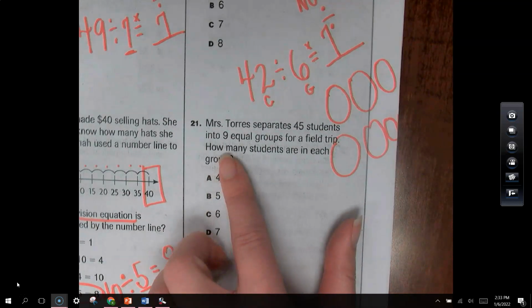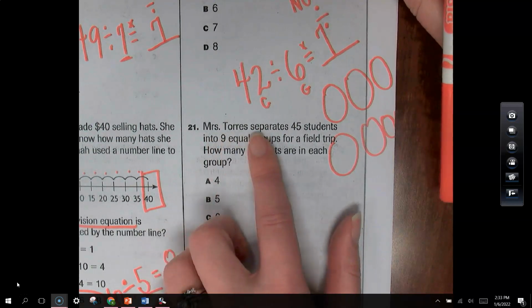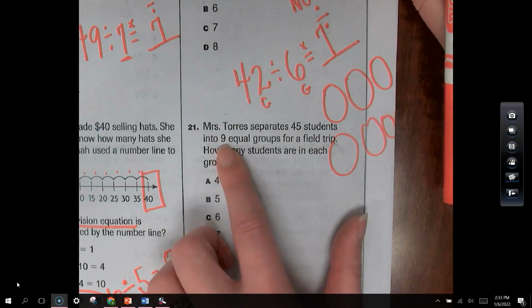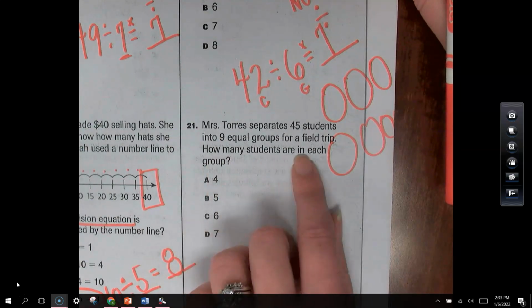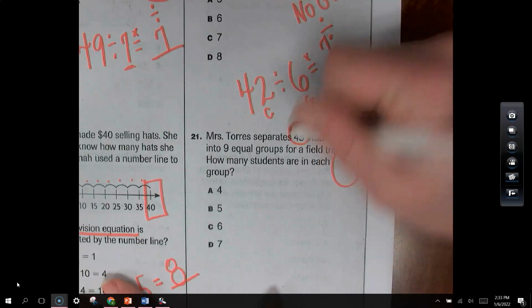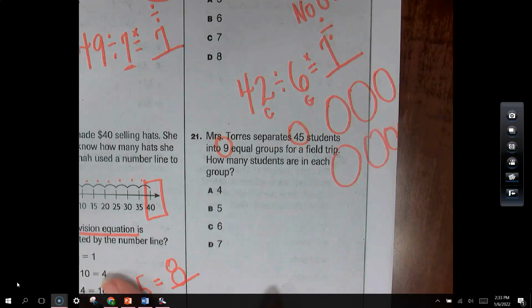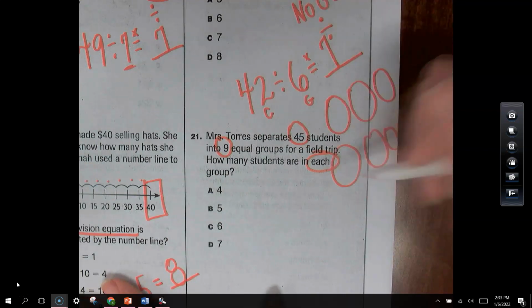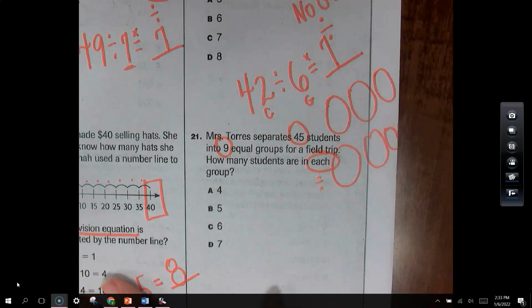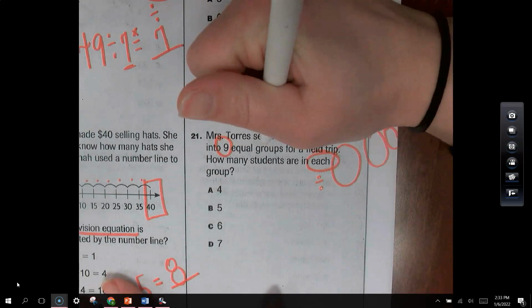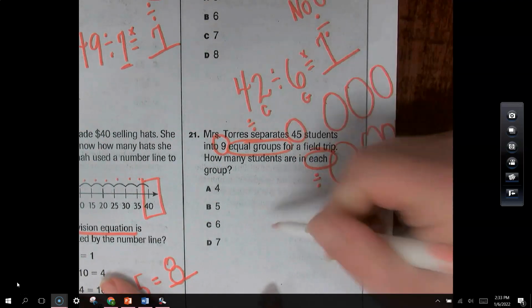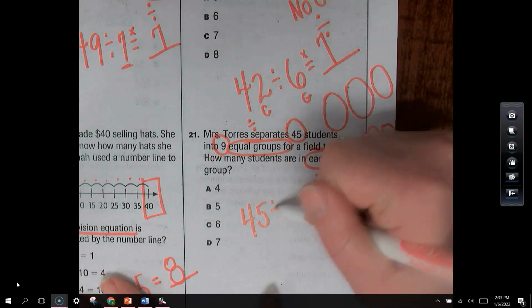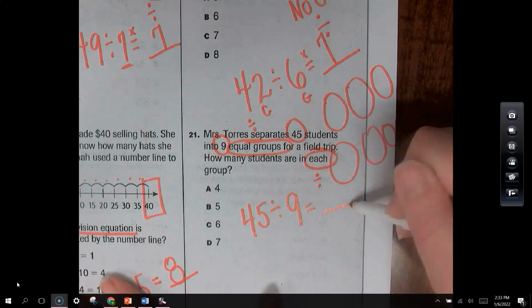Number 21. Mrs. Torres separates 45 students into 9 equal groups for a field trip. How many students are in each group? I see a 45 and a 9. What do you see? I see the word each in the last sentence. That means division. I see equal groups. That also means division. So 45 divided by 9 equals what?